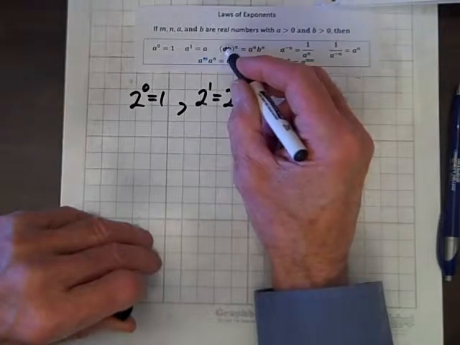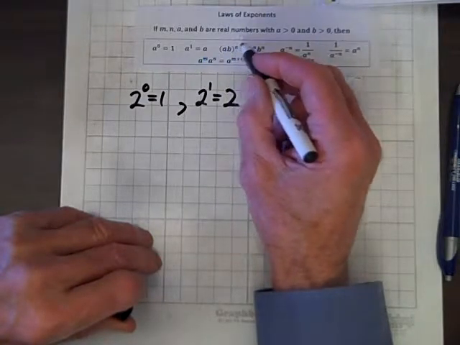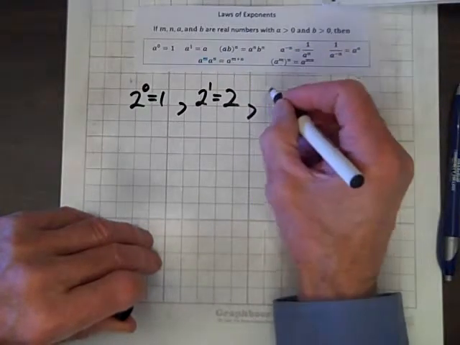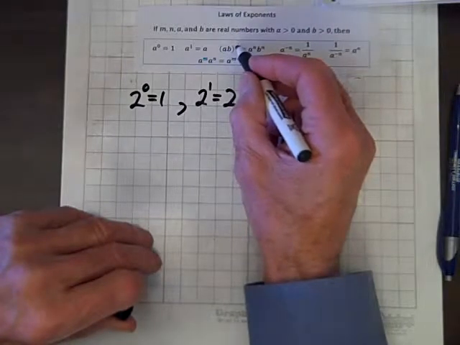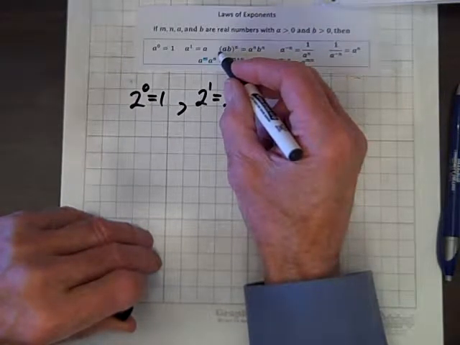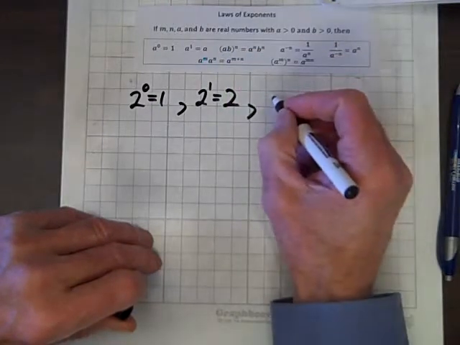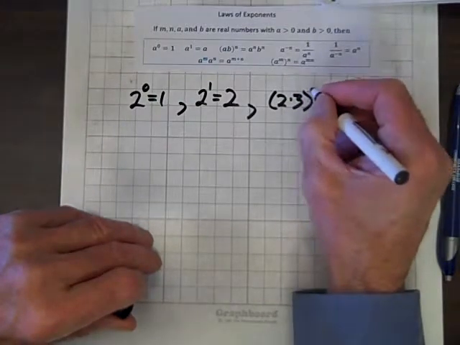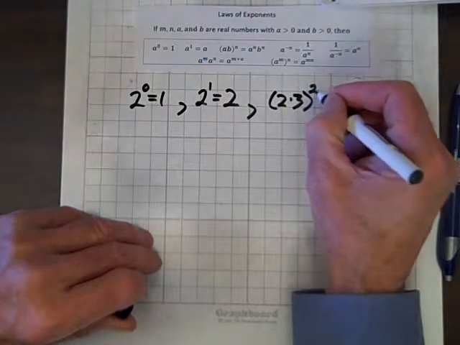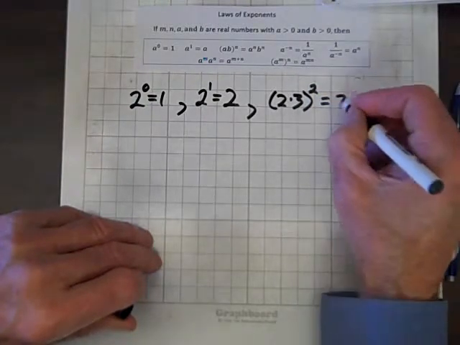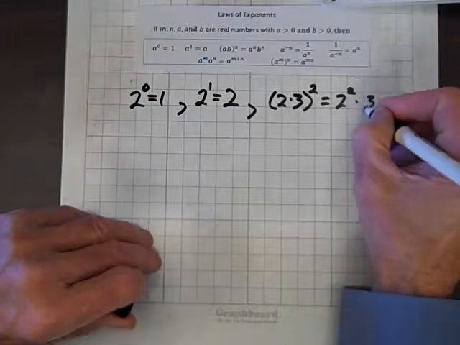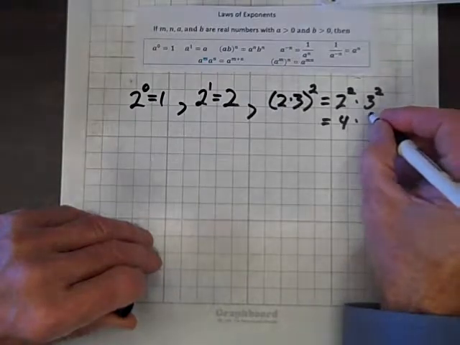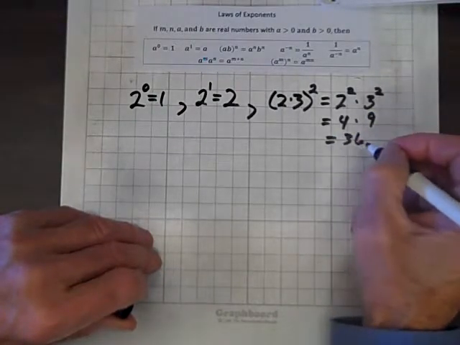If the product ab is raised to the nth power, then we can rewrite that as a to the nth times b to the nth. But notice, this exponent is outside the parentheses containing the product ab. So, for example, 2 times 3, and we'll stick the exponent 2 outside the parentheses. That equals 2 squared times 3 squared, which equals 4 times 9, which equals 36.